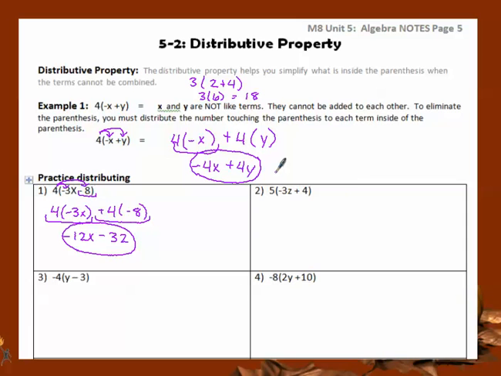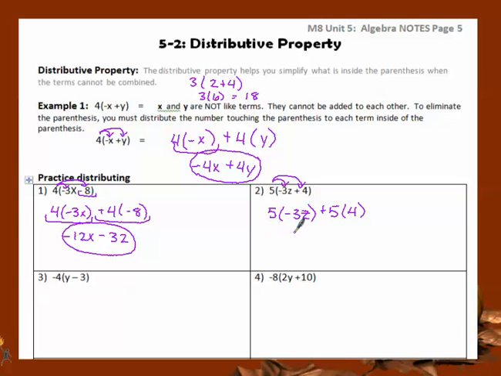Alright, let's do this one together now. Remember, the terms inside cannot be combined, so I need to perform the distributive property with the number on the outside. Pass out that number, so I'm going to do 5 times negative 3z, and that's a positive 5 plus 5 times 4.